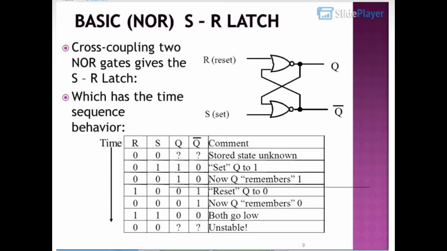Stored state unknown. Set Q to 1. Now Q remembers 1. Reset Q to 0. Now Q remembers 0. Both go low. Unstable.